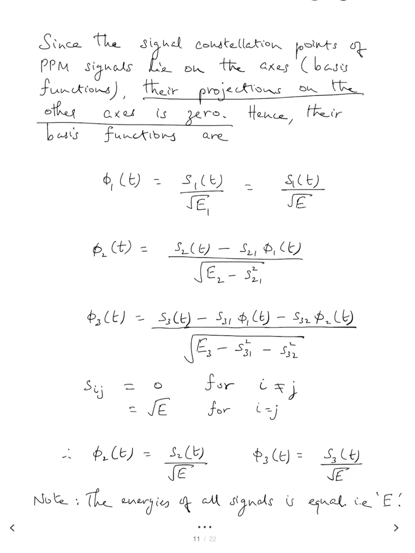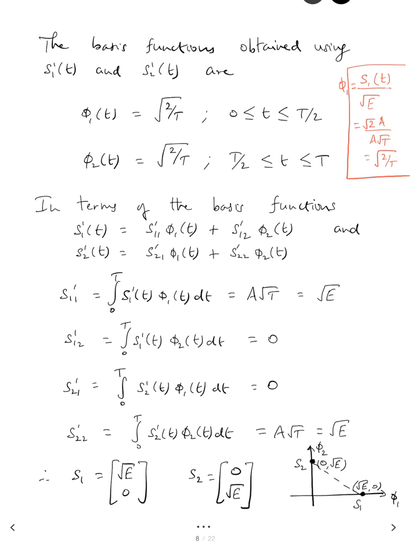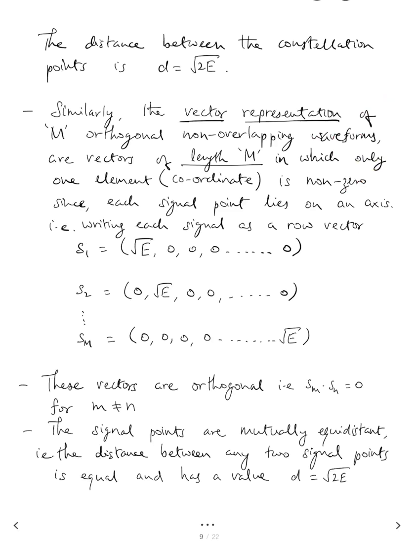Okay, so we extend that idea to say how do we construct the basis functions. Previously we just said the basis function is root 2 by T for 0 to T by 2 for the binary case. For M equal to 4, it will be root 4 by T, but 0 to T by 4, and so on. So why is that the case?